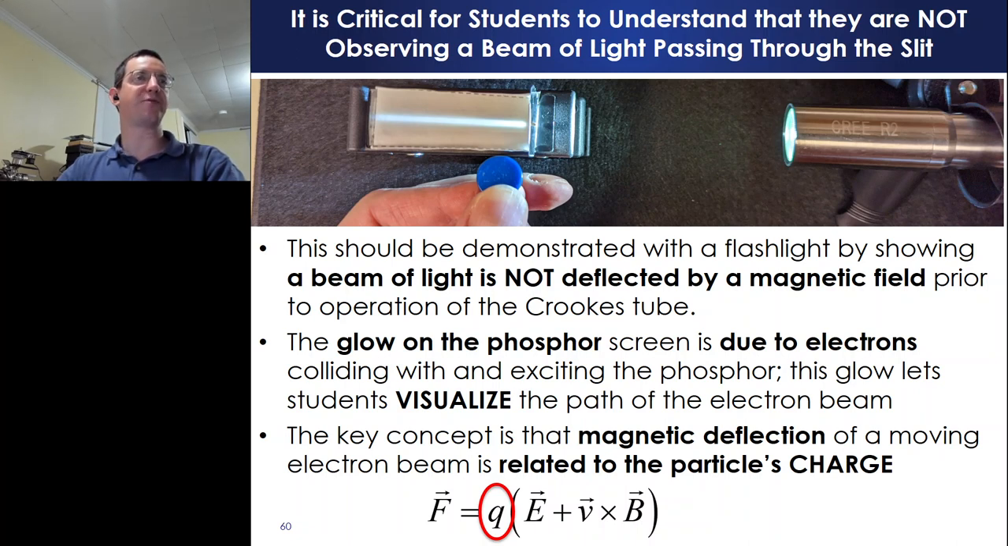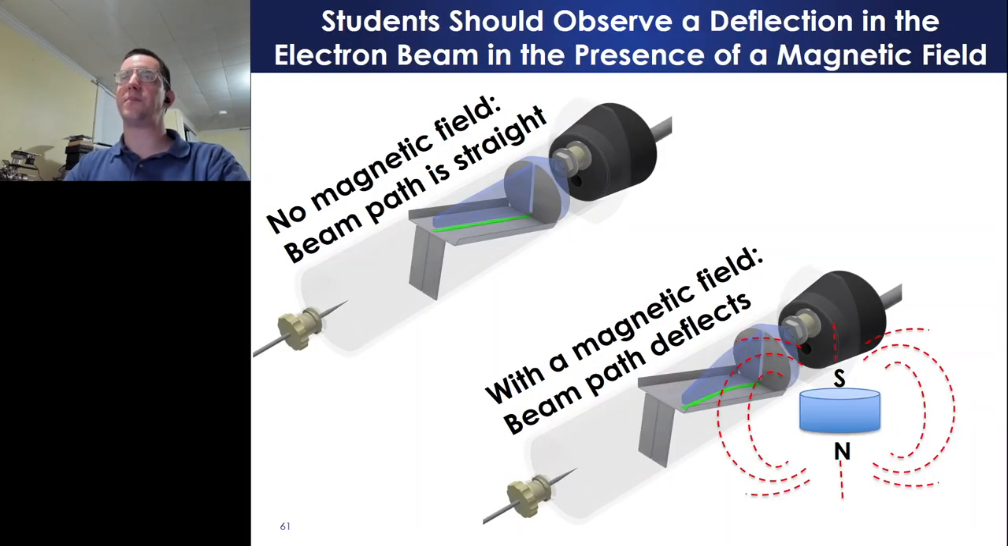The key concept for students to understand is that magnetic deflection of a moving electron beam is related to the particle's charge. In the absence of a magnetic field, the electron beam experiences no force, and the beam path should be a straight line. However, when a magnet is brought near the Crookes tube, students should observe that the electron beam is deflected into a curve.